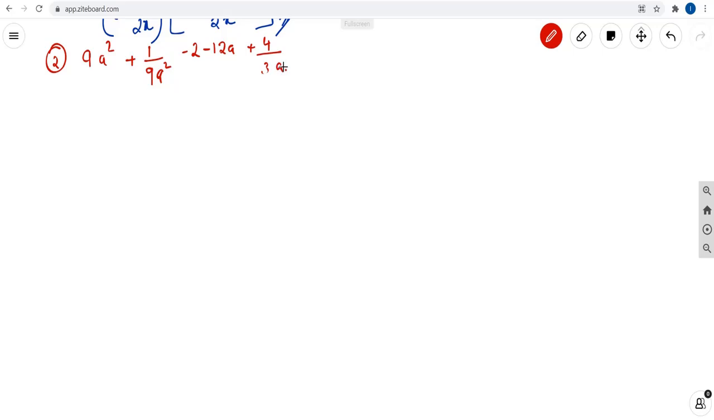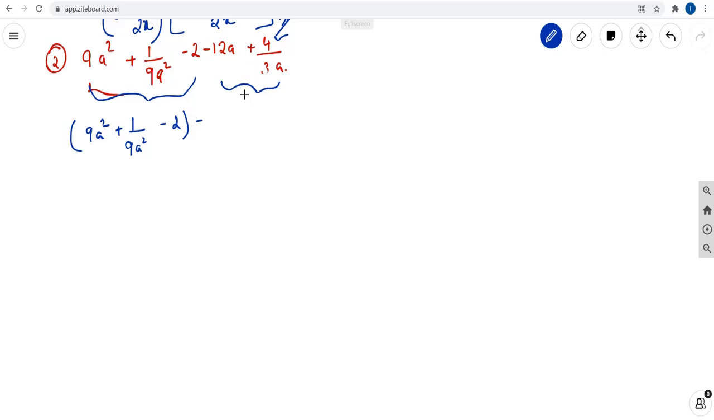So what we can do here, if you observe this problem properly, I can group it. I'll change the color here. From here to here I can make it as one group, and this one I can make as another group. Grouping is one method for factorization. So I'll rewrite it with grouping: 9a square plus 1 by 9a square minus 2 as one group, and the other terms as one more group.